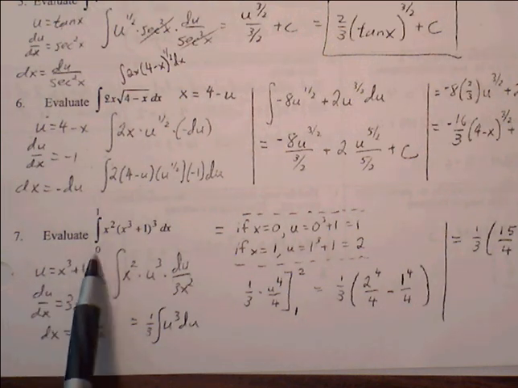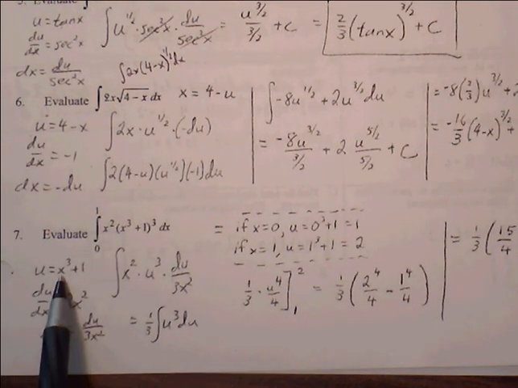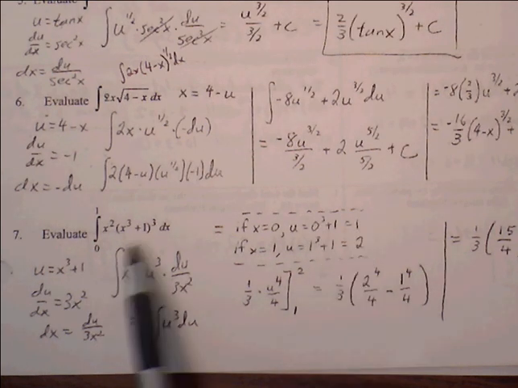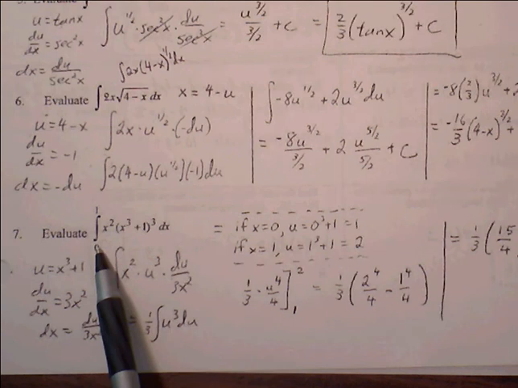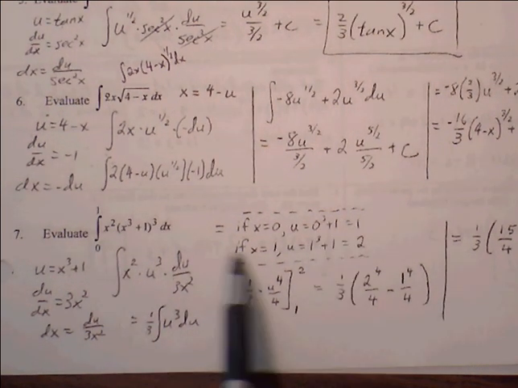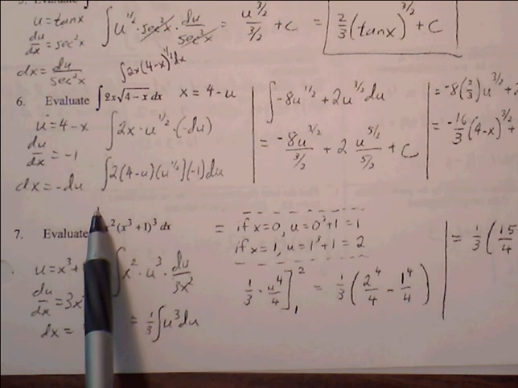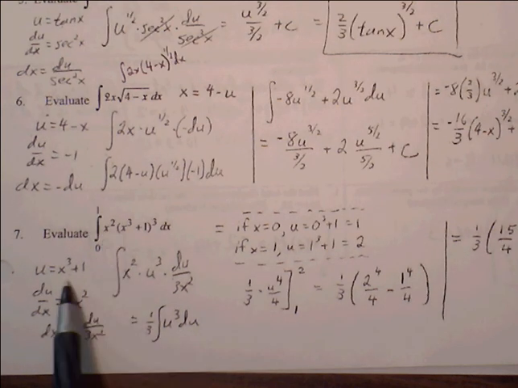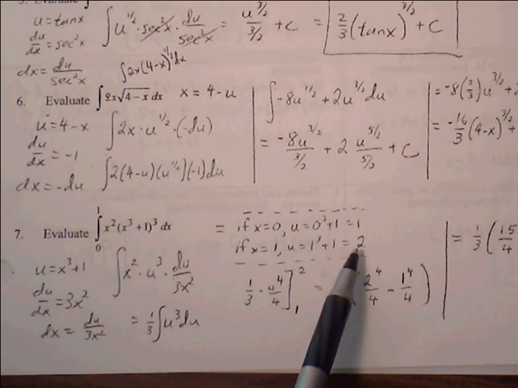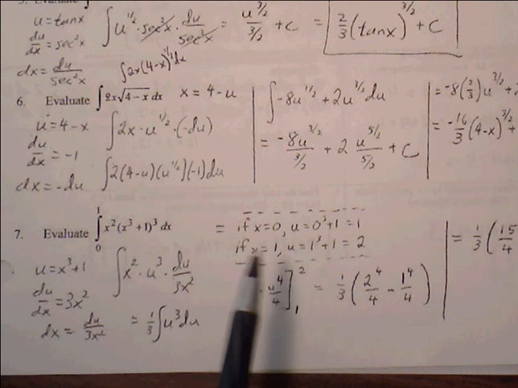So if I plug 0 in for the x, I can solve for u, right? If I plug 0 in for x, 0 cubed plus 1 is 1. So my new u value that was originally the lower bound x becomes 1. My new upper bound, if I plug in x equals 1, 1 cubed plus 1 is 2. So 1 plus 1 is 2. So that's my new upper bound and my new lower bound.